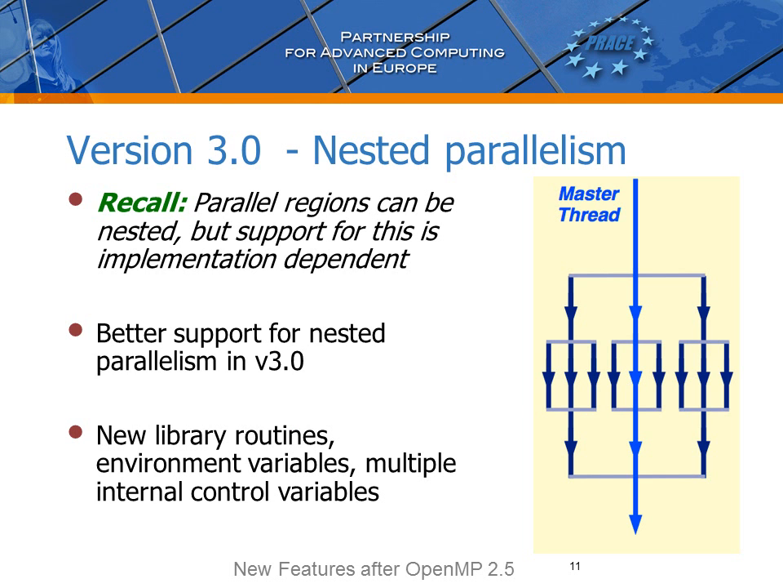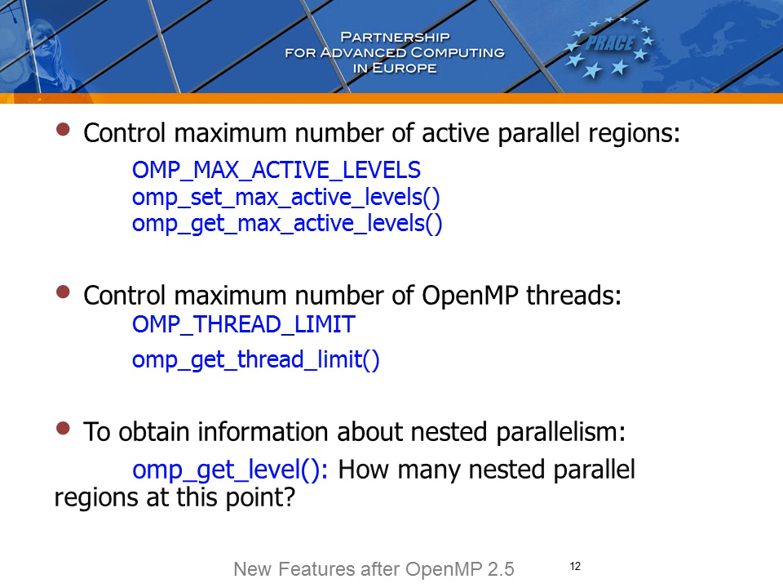Recall that OpenMP allows parallel regions to be nested inside each other. Using either a runtime library function or an environment variable should enable this. However, support for nested parallelism is implementation dependent. There is better support and improved features in version 3.0 with new runtime library functions, environment variables, and internal control variables. New environment variables and library routines are added to control the maximum number of active parallel regions and OpenMP threads, and to get information about nested parallelism.